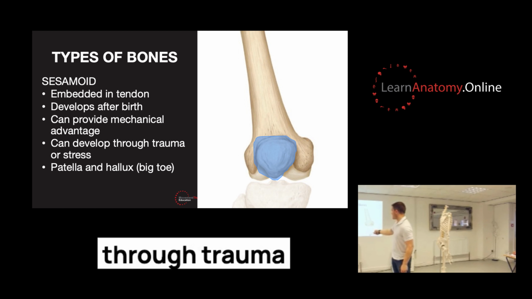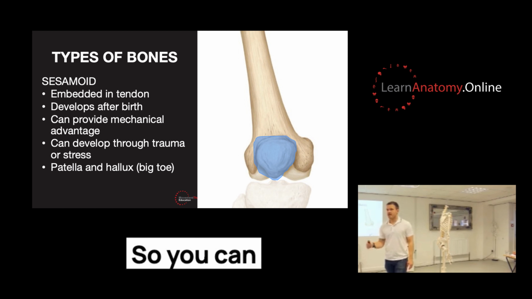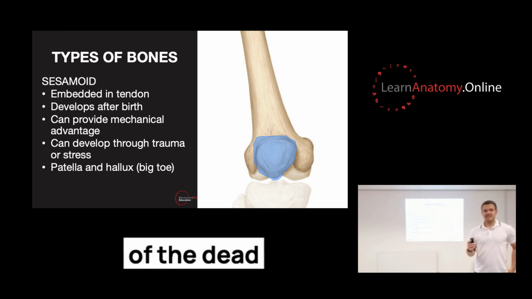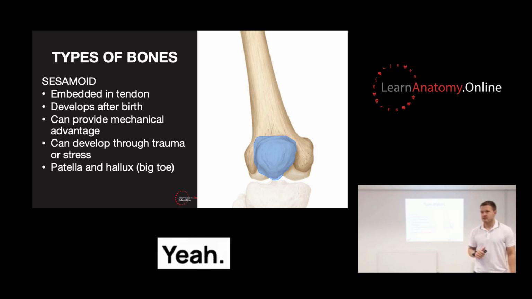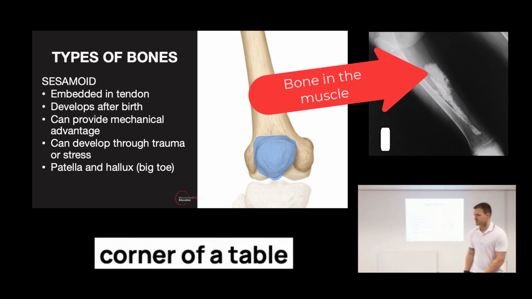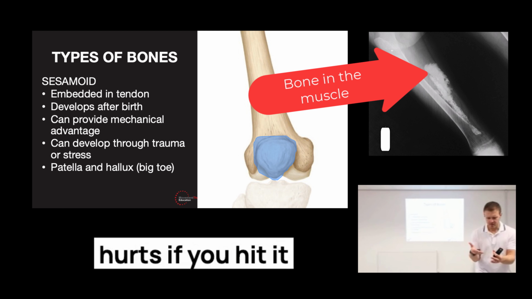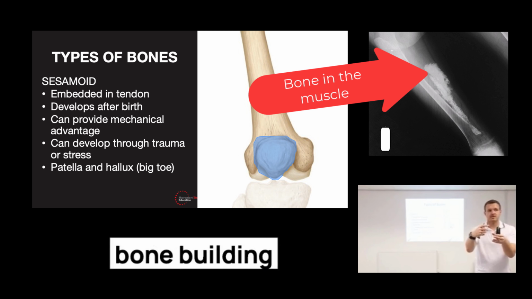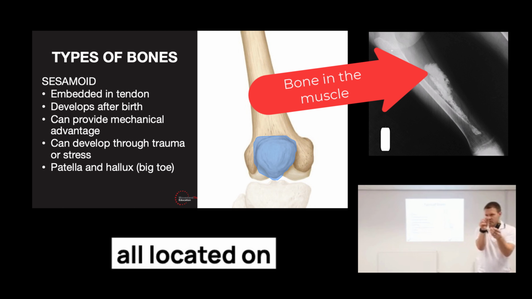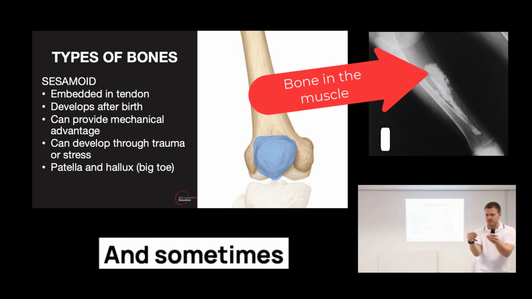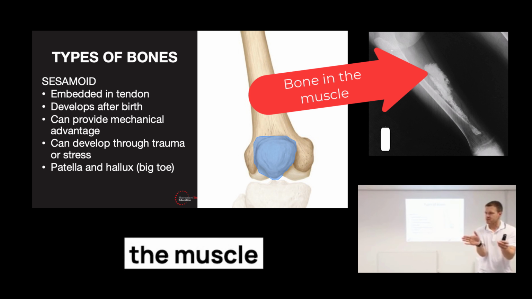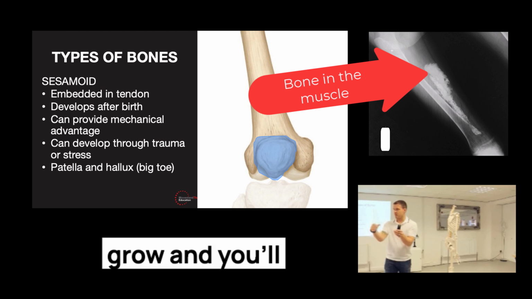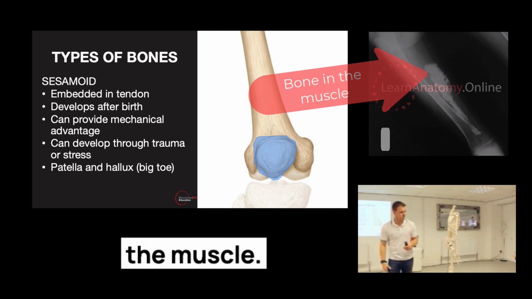But these are developed through trauma or stress as well. So you can get bone growth within areas that you shouldn't have it. Have you heard of a dead leg before? Someone having a dead leg, yeah? So if you hit your leg on the corner of a table and it really hurts, if you hit it hard enough that it damages the outside of the bone, you have bone building cells called osteoblasts, all located on the outside of that bone. And sometimes those cells can leak into the muscle, and the cells think that the muscle is bone, and it will just grow, and you'll get a little bit of bone in the muscle.